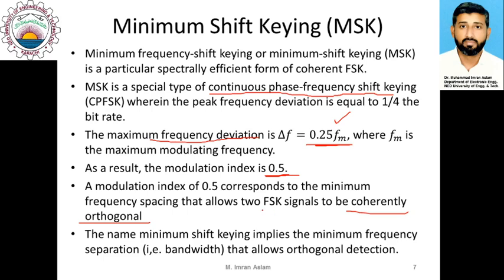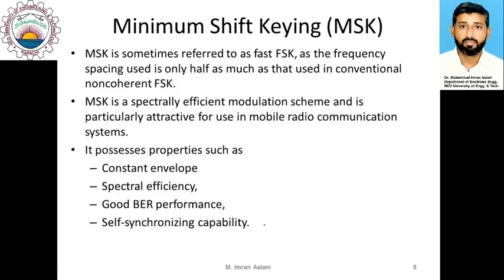Because we are using the minimum possible value of frequency deviation, this scheme is generally very bandwidth efficient for orthogonal detection. MSK is sometimes referred to as fast FSK. The reason is that it is relatively fast. The frequency spacing is small compared to the conventional non-coherent FSK. In fact, this frequency spacing is only one half of the conventional non-coherent FSK scheme.